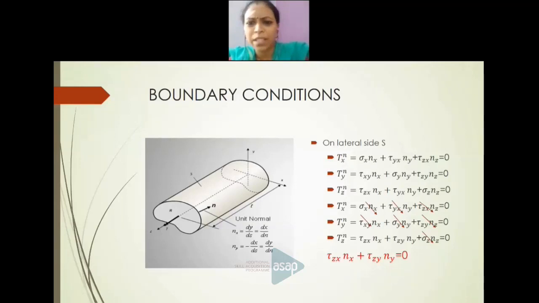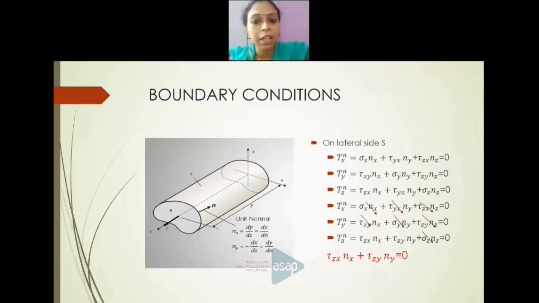Okay, so these equations are not new to you. They are very, very familiar. Tnx is sigma x nx plus tau yx ny plus tau zx nz. What are these nx, ny, nz? They are just direction cosines. And what will happen to these three equations? You just substitute your shear stresses. Sigma x we do not have, tau yx we do not have. The third term we have, but the thing is we do not have any nz here. What is nz? nz is the direction cosine in the z direction.